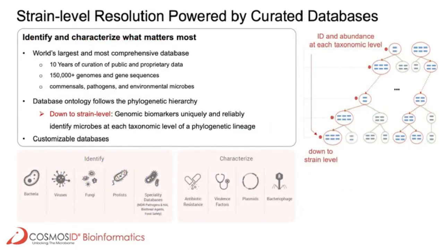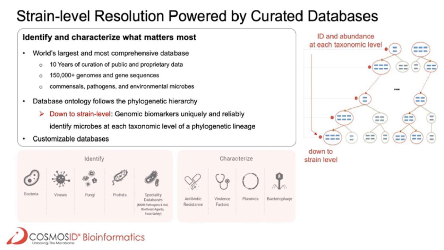To this end, we built the world's largest and most comprehensive database comprising over 150,000 genome and gene sequences, representing commensals, pathogens, and diverse environmental microbes. Besides the curated content, another most important feature of our database is that it is organized as a phylogenetic tree. Our team has invested years in curating this database, the content of which is then used to build phylogenetic trees like a virtual tree of life.